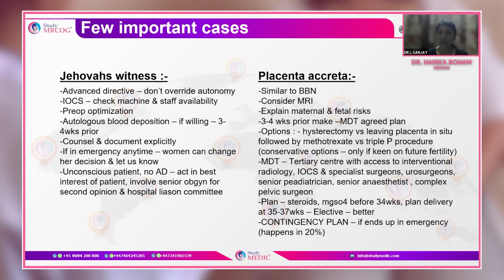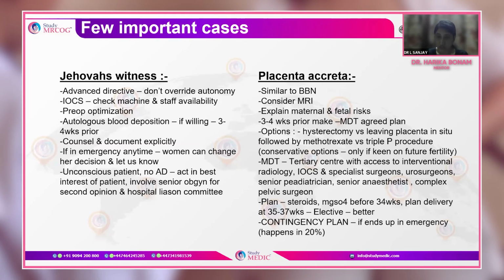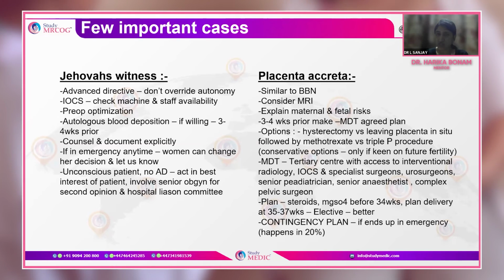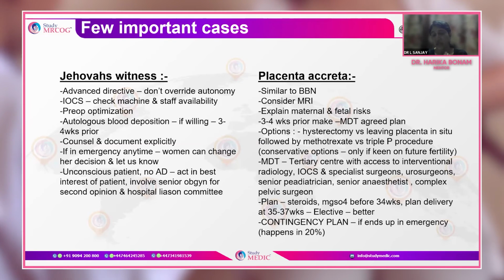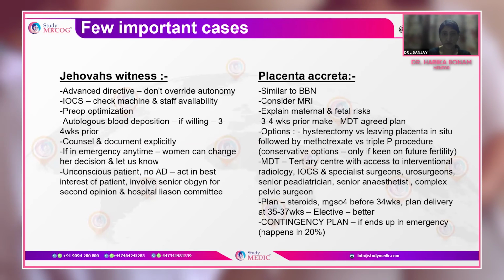Plan steroids in these cases well ahead, with group and save and steroids before 32 weeks, and plan delivery around 36 weeks. It is always better if it is done in an elective manner because of the complications that can happen, with the need for multiple blood and blood products at the time of the surgery. But in 20% of cases, they can end up as an emergency, so you should have a backup or contingency plan.